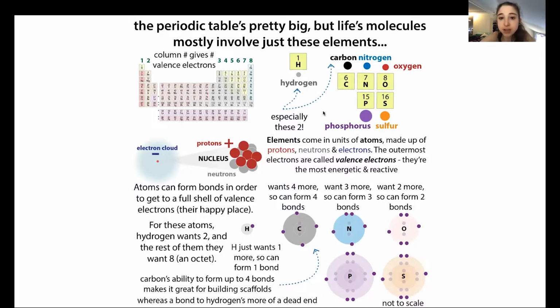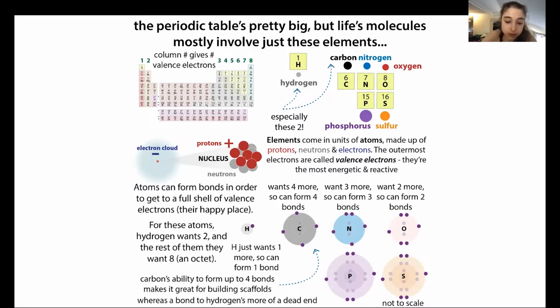But you can see that because they're trying to get this full outer shell, and for most of the elements that we're talking about in biochemistry and organic chemistry, this involves having an octet, so having 8 valence electrons. For carbon, in order to get that, it can form 4 bonds, and oxygen can form 2, nitrogen can form 3, et cetera. But if you look at hydrogen, it just has 1. So hydrogen, if it were to bond to something to form a pair, is now a dead end. And this comes into play when we're talking about basicity.